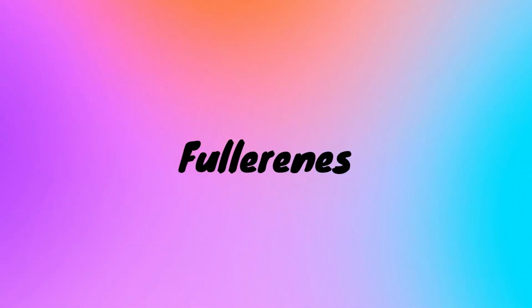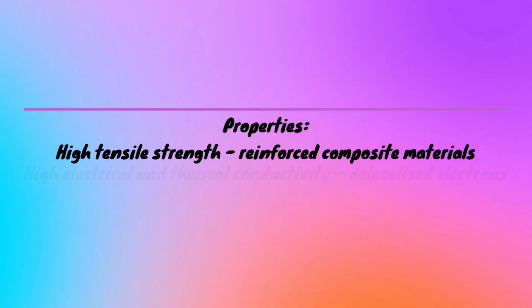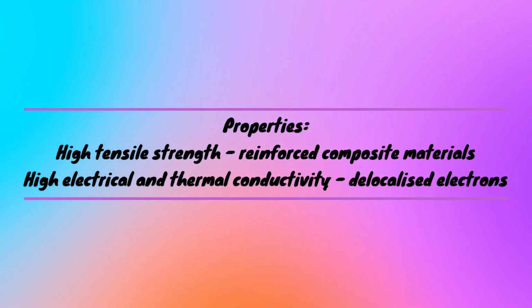And then we have fullerenes, which are essentially hollow cages of all shapes and sizes. The first had 60 carbons arranged in hexagons. Now, fullerenes have a very high tensile strength, and that leads to the development of reinforced composite materials like tennis rackets. Composite materials are just 2 or more materials with different properties.